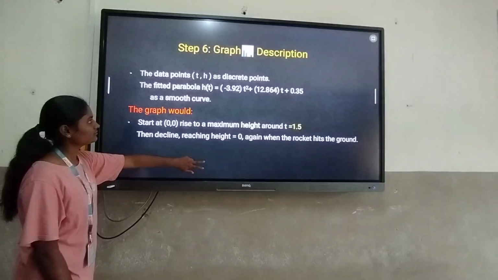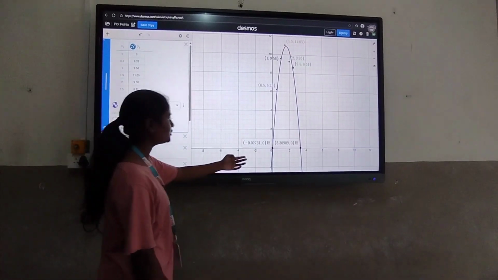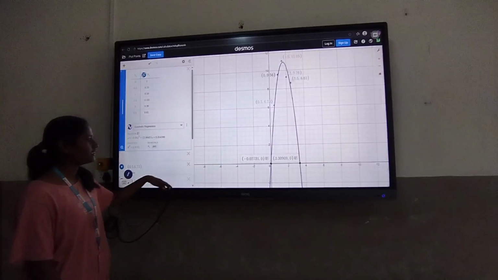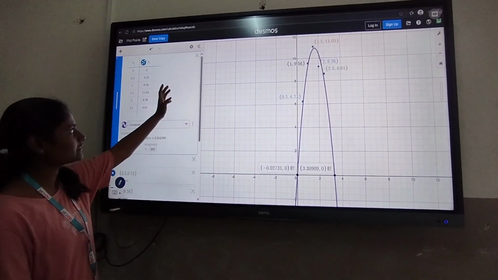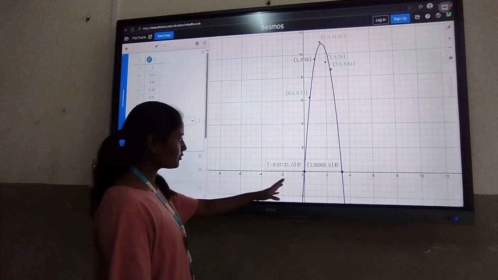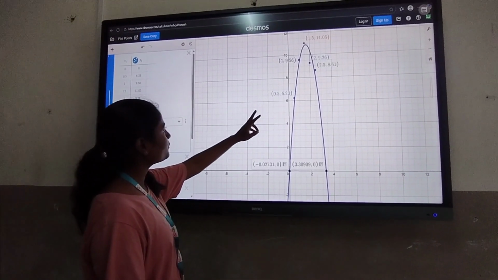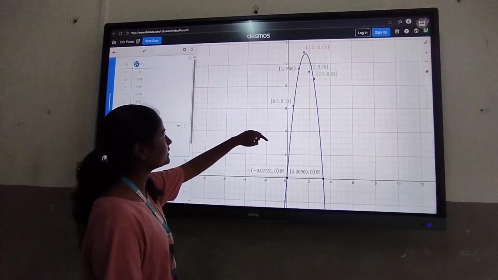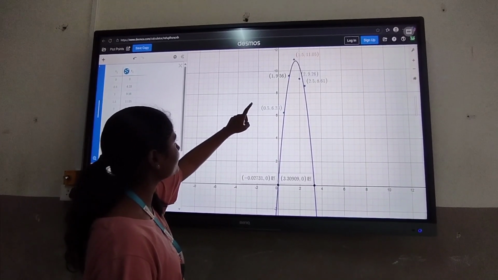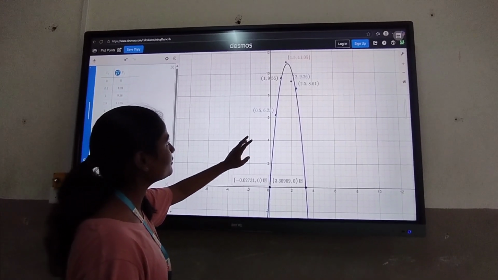We plot the graph. The graph will start from 0. We plotted every value from the table, where on the x-axis there is time and on the y-axis there is height. First we started from 0 and 0. Then the second plot is 0.5 and 6.23. Then 1 and 9.56. Then it reaches the height at 1.5 and 11.05.